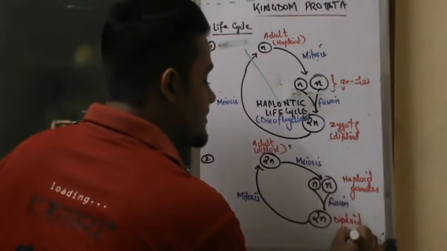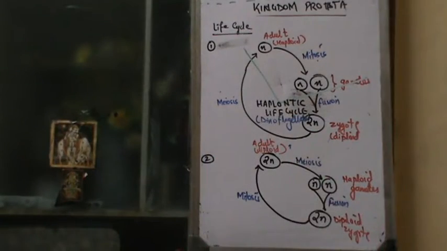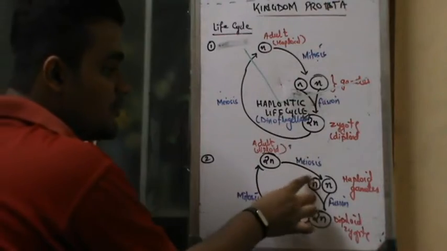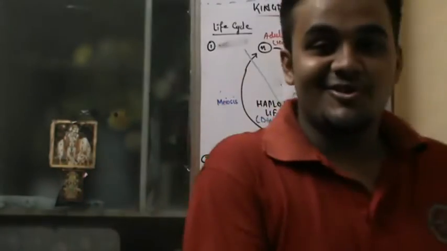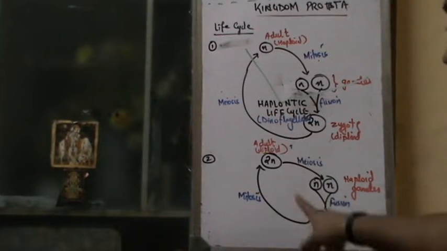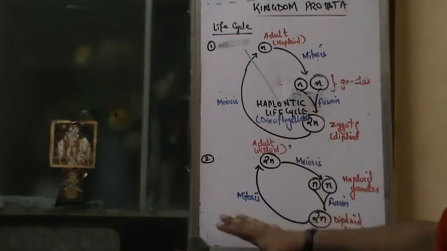A very important term, again, this is a particular type of protistan life cycle in which the parent or the adult is going to be diploid. At that time, what happens first? The diploid parent will undergo meiosis and form haploid gametes. These haploid gametes will undergo fusion, forming a diploid zygote, diploid adult. From the diploid zygote, it will undergo mitosis and again form a diploid adult.